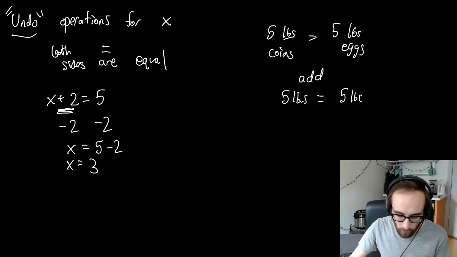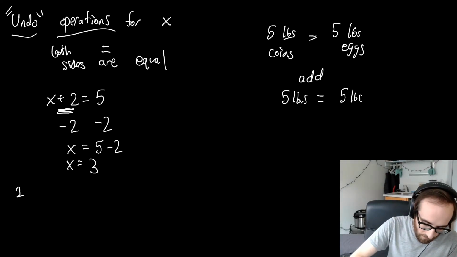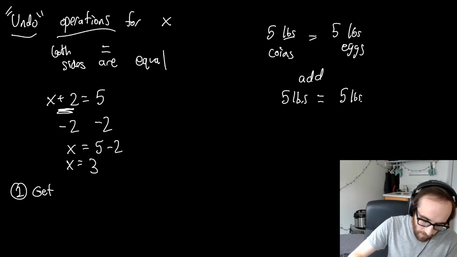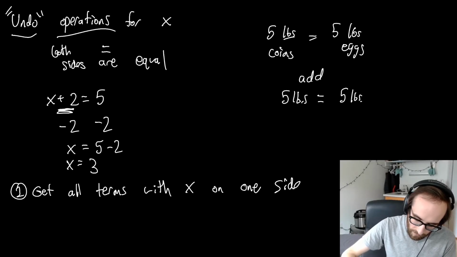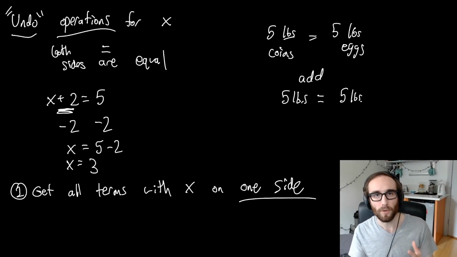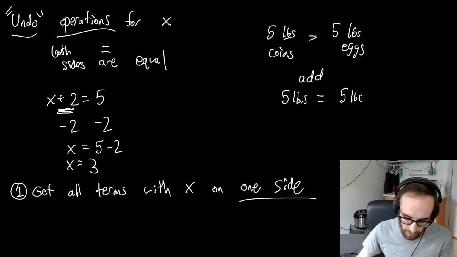Okay, when we are undoing operations, what we want to do is first get all terms with x on one side. So sometimes you'll have x on both sides of the equation. You want to move them over so that they are on the same side of the equation.